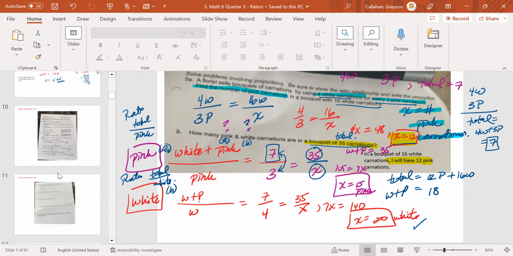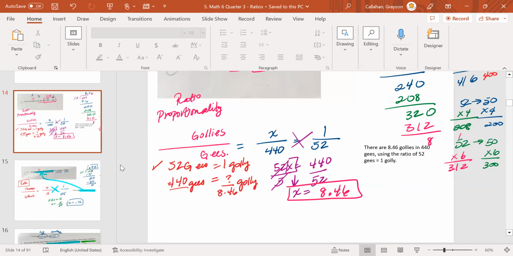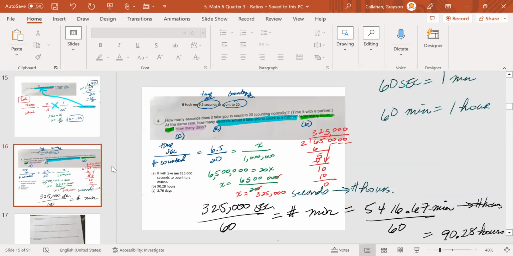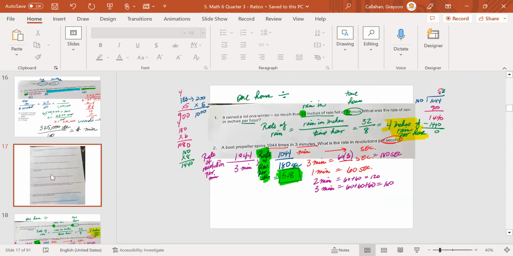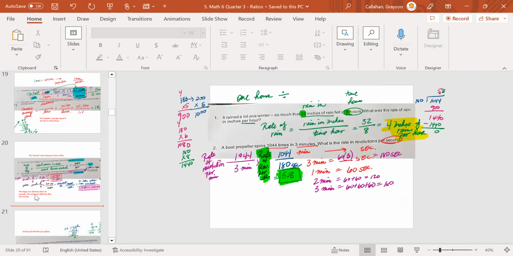There was another question that we did on this one that required both. It was like a combination question where it asked you for like a red and white carnation, but it was a different, it wasn't, let me see if I can find it.